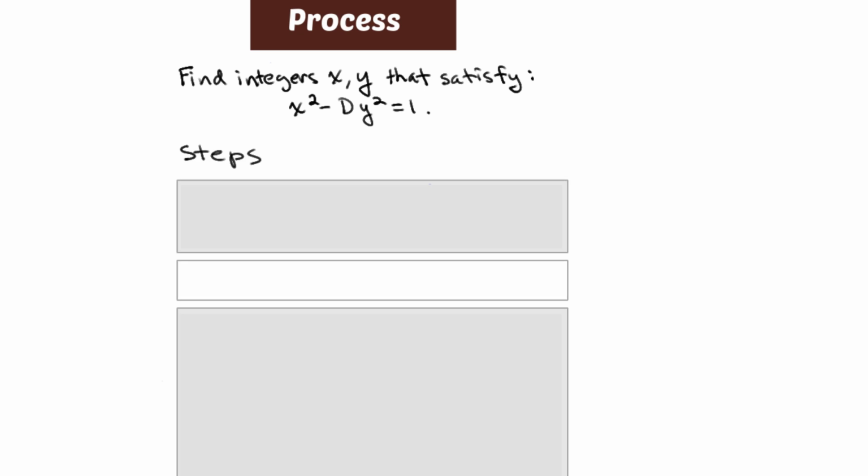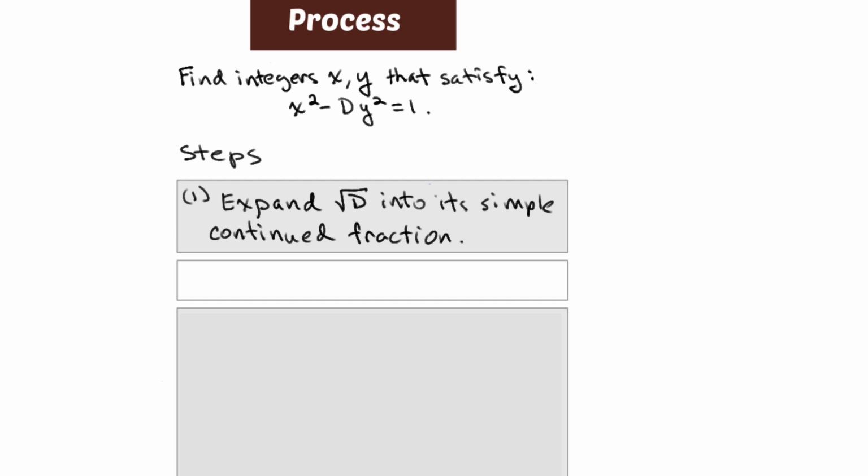The solution process has 3 steps. They're pretty straightforward, especially the first two. The first step is to expand the square root of d into its simple continued fraction. We won't cover the process for doing this, but please see this other video if you are interested. The second step is to calculate the convergents of the simple continued fraction. We won't go over the process for that either, but please see this video for more information.